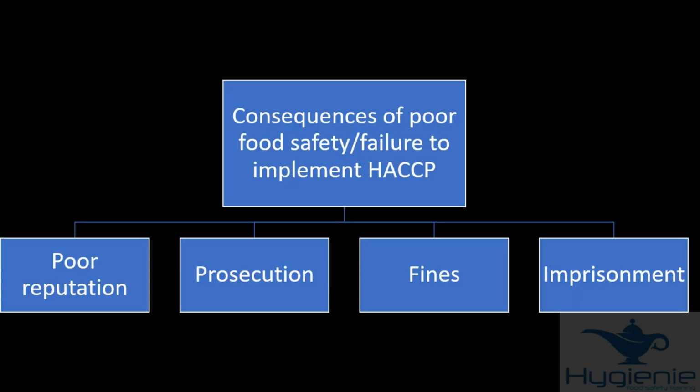What are the consequences of poor food safety or failure to implement HACCP? Examples include poor reputation, prosecution, fines, and potentially imprisonment. Who instigates a prosecution? EHO do.